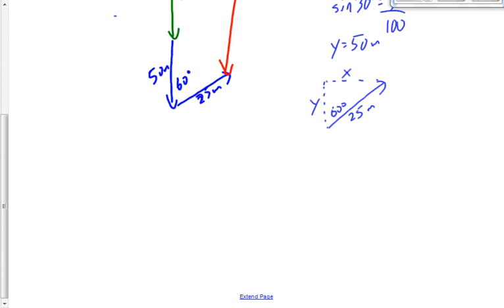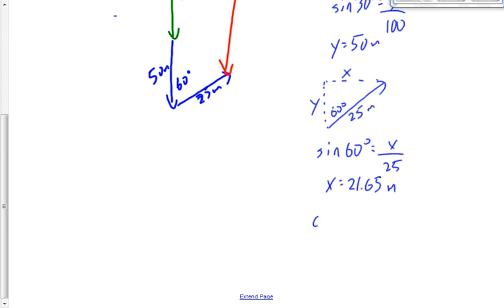In this case, it's measured relative to the y-axis. That means x is the opposite side and y is the adjacent side this time. So we're going to say sine 60 degrees is equal to opposite over 25, the hypotenuse. 25 times sine 60 is what? John, you have that? 21.65. Thank you.